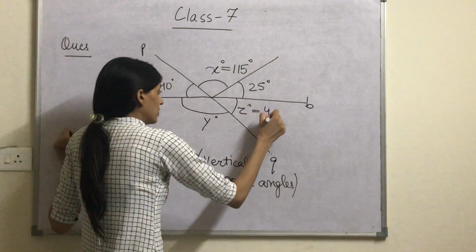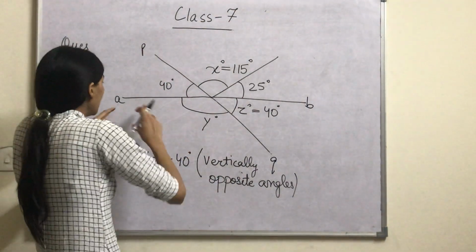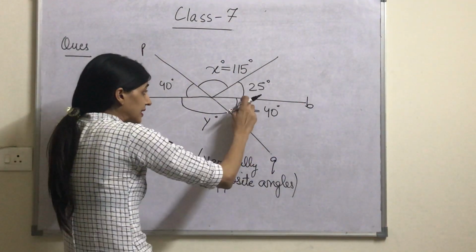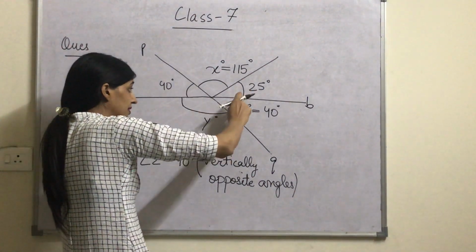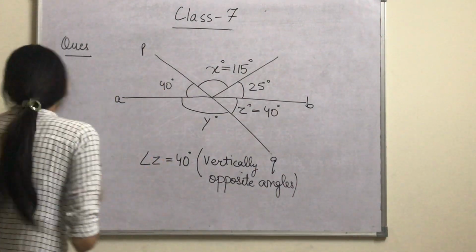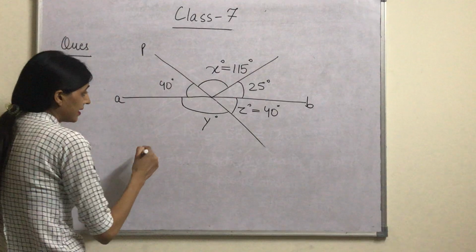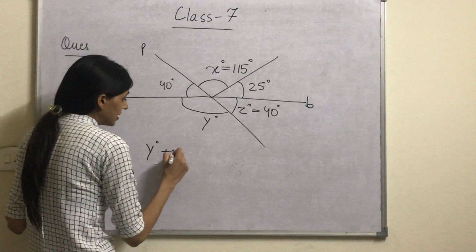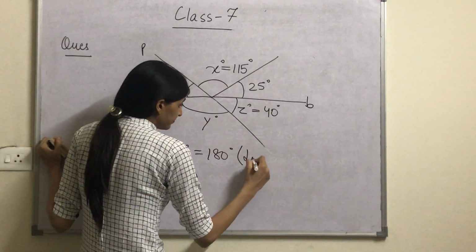This is also equal to 40 degree. Now look carefully. This is a straight line. That means the whole angle that is made on the straight line in the downward position is 180 degree, linear pair. So can I write it as Y degree plus Z degree is 180 degree, linear pair?